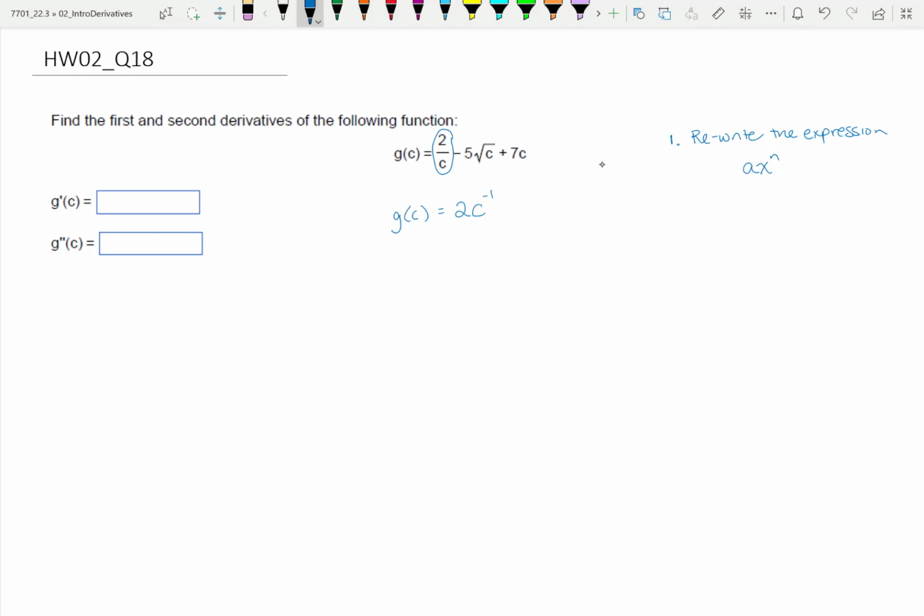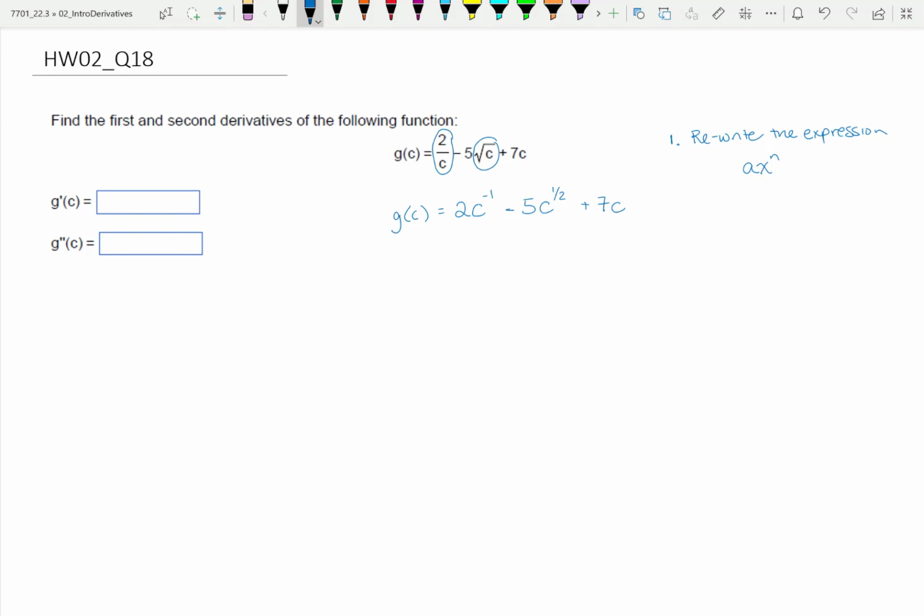And something like the root of c, I'm going to use a fraction exponent instead. So I have minus 5 times c. This is the second root, so I'm going to give it a half exponent, plus 7c.